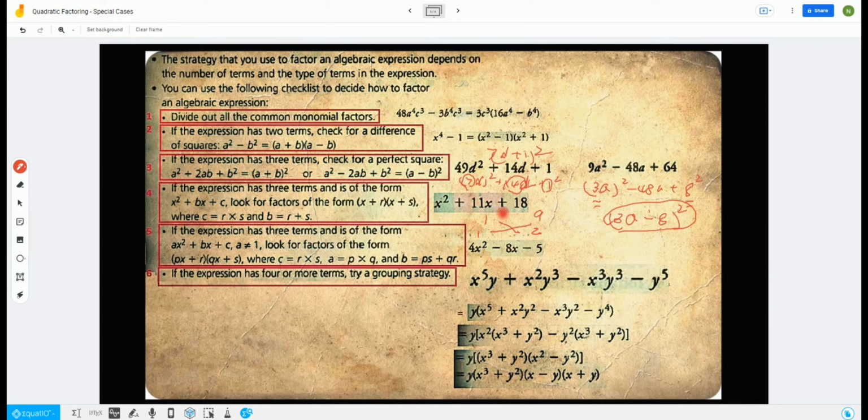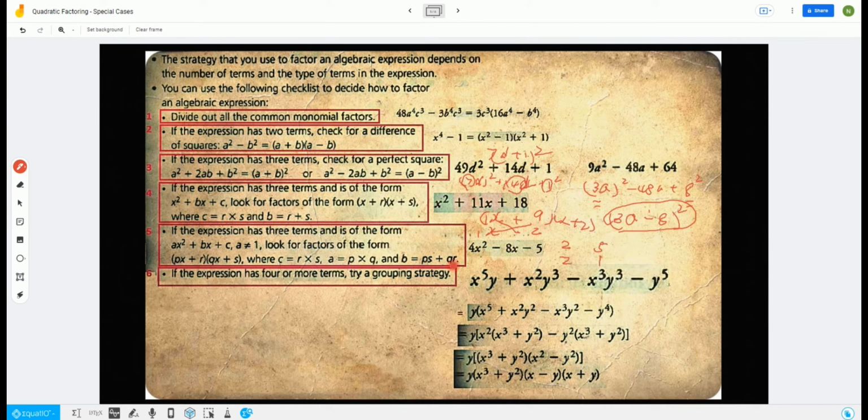So okay, next, step 5. If the expression has 3 terms and the form is ax squared plus bx plus c, with a not equal to 1, look for factors of the form of 2 binomials, px plus r times qx plus s, where c equals r times s, a equals p times q, and b equals ps plus qr, right? So for this one, we can factor out the leading coefficient x squared. So 2, maybe 2, 2. Yeah, try it. And the 5, so 5, 1, right?